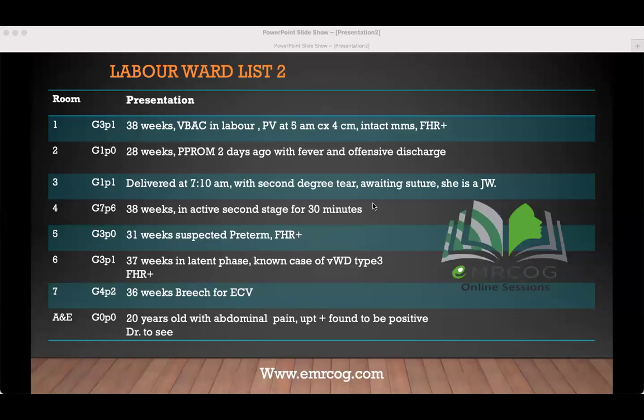And then manage the case or give 30 more minutes, then reassess. If the case progresses, then we also advise active management of the third stage because of gravida 7, because of the previous multiparity. So this is what you will mention, and this will be more than enough, okay?